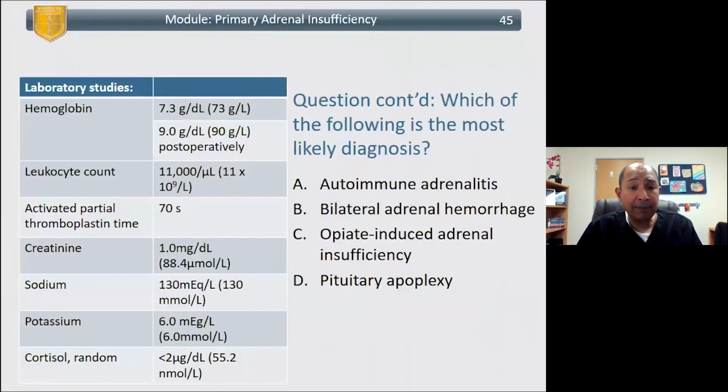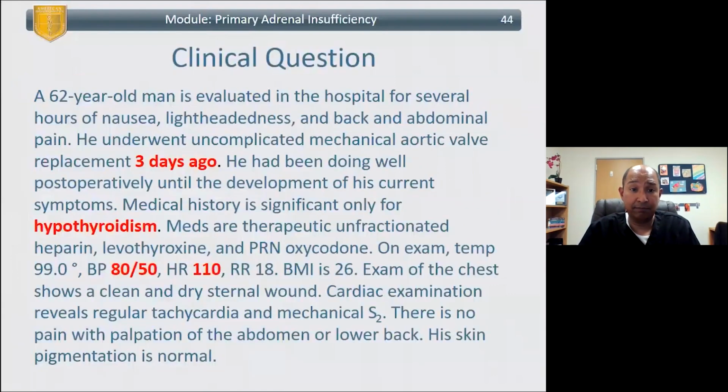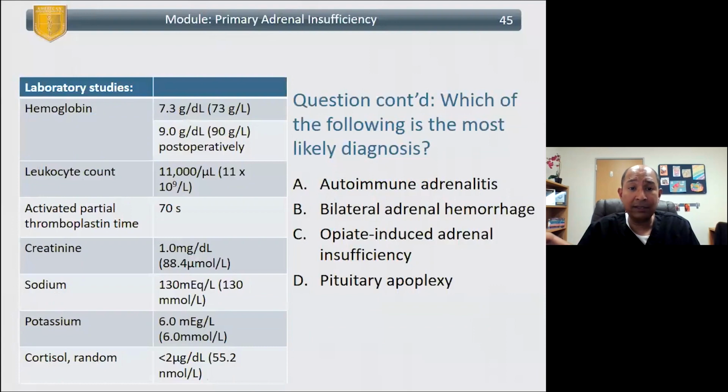Labs, it looks like his hemoglobin is now 7.3, which is already low, and it was actually 9, so it dropped almost 2 grams. Leukocyte count's 11,000. PTT is elevated at 70, which is expected because patients on unfractionated heparin have an effect on the intrinsic pathway. So the PTT is 70.